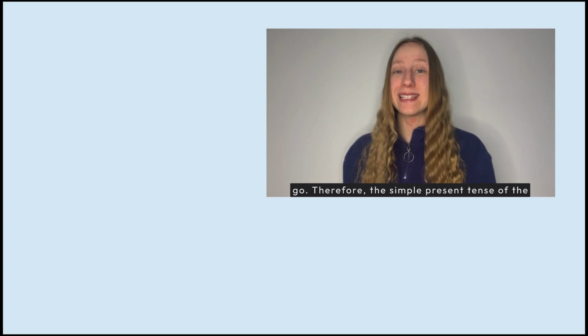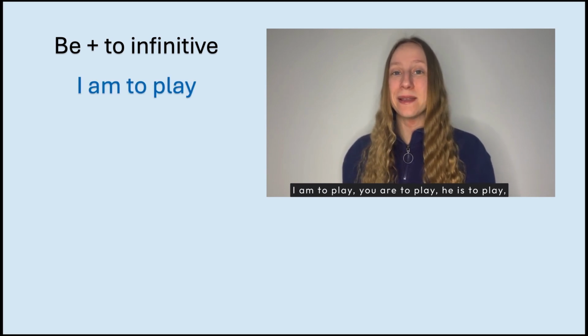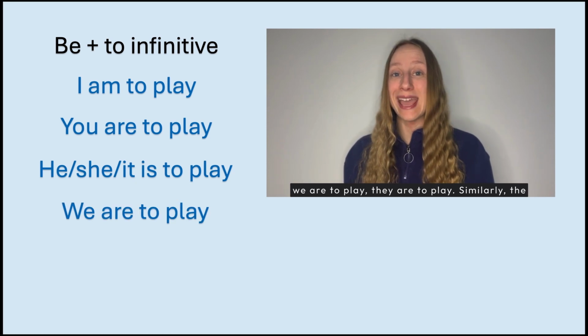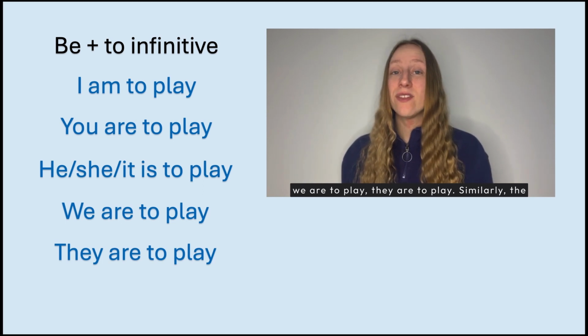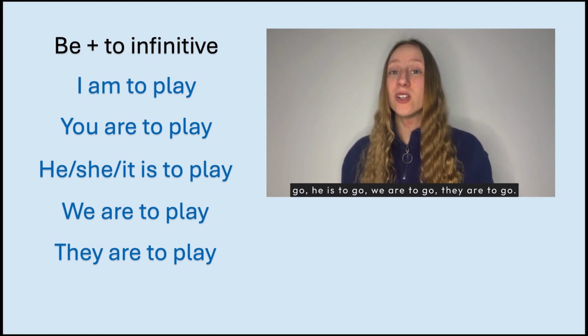Therefore, the simple present tense of the verb to be plus the infinitive to play is I am to play, you are to play, he is to play, we are to play, they are to play. Similarly, the simple present tense of the verb to be plus the infinitive to go is I am to go, you are to go, he is to go, we are to go, they are to go.